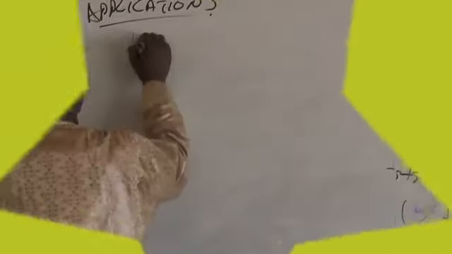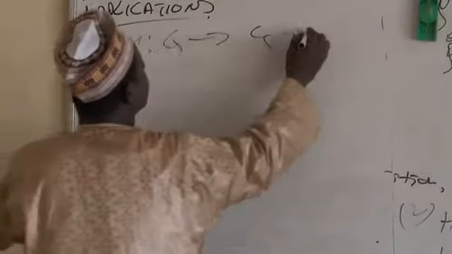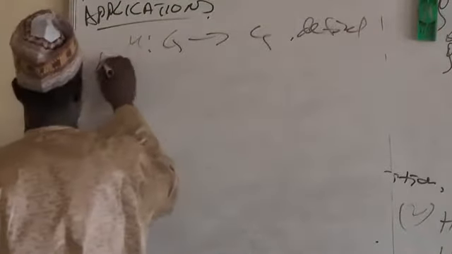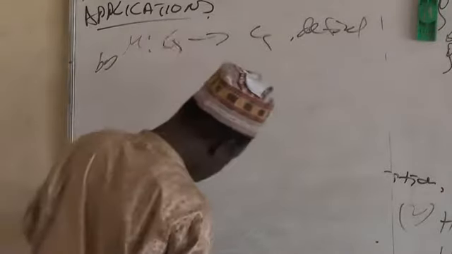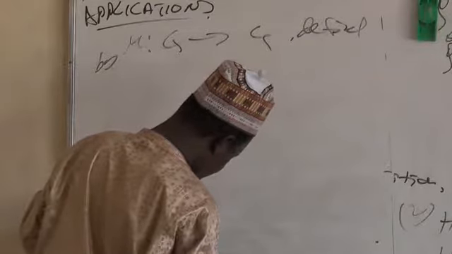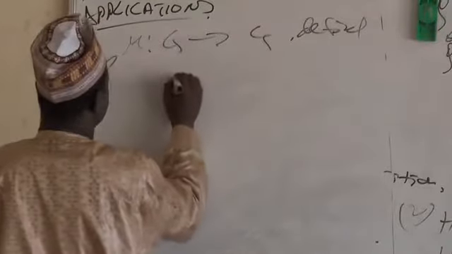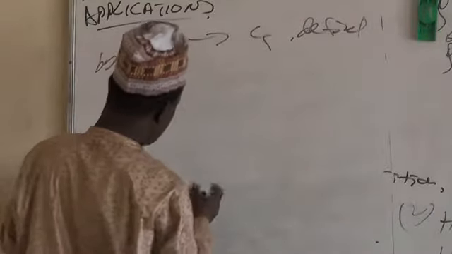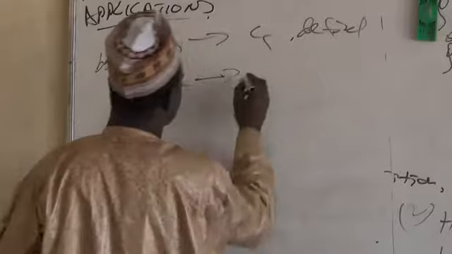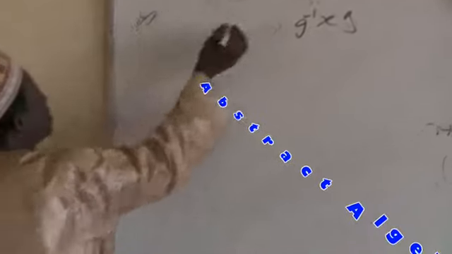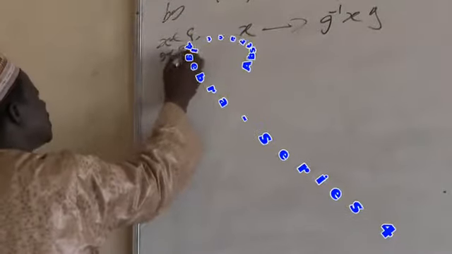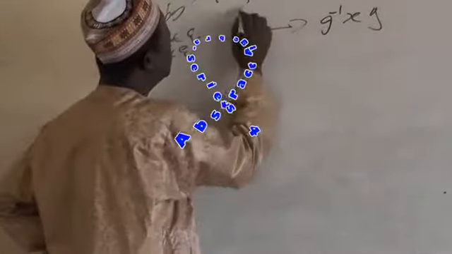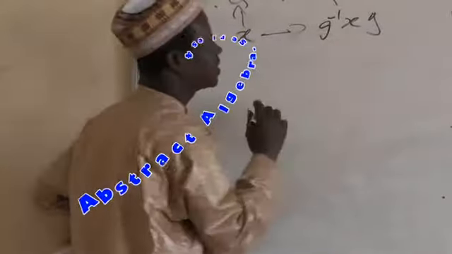There might be a new map from g to g defined by x, you take x here and you map it to g inverse x g. So we also want to have a mapping from g to g. Remember, x is an element of g. g is also an element of g, but you want to say that for every x you pick from g, it will be mapped to g inverse x g. Is this also a good action?